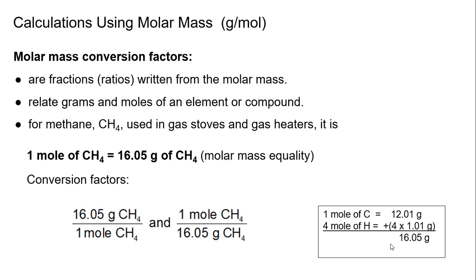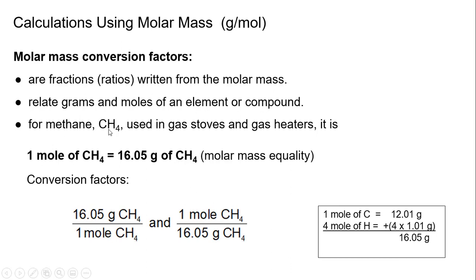So we write it with whatever the compound or element is, and it's grams per mole. We don't necessarily always write the 1 on it. For now we are, but you can leave it without the 1 on the bottom because it's known that this means 1 mole of a substance. So molar mass conversions are ratios. I look at them more as ratios or fractions. We relate grams and moles of an element or compound.